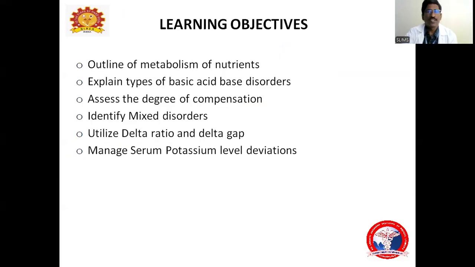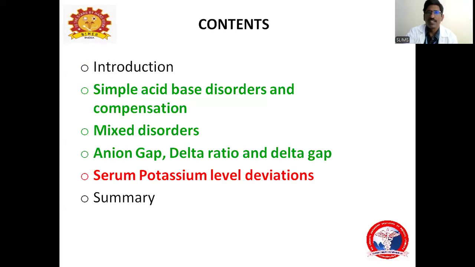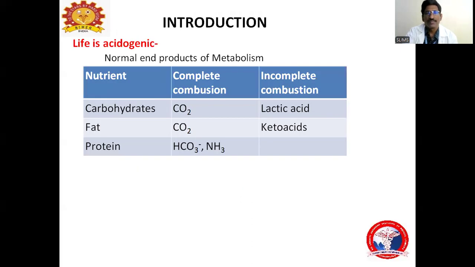Learning objectives: outline the metabolism of nutrients, explain the types of basic acid-base disorders, assess the degree of compensation, identify the mixed disorders, utilize the delta ratio and delta gap, and manage the serum potassium level deviations. The contents will be split into these headings: introduction, simple disorders, mixed disorders, anion gap, delta ratio and delta gap, and serum potassium level deviations.